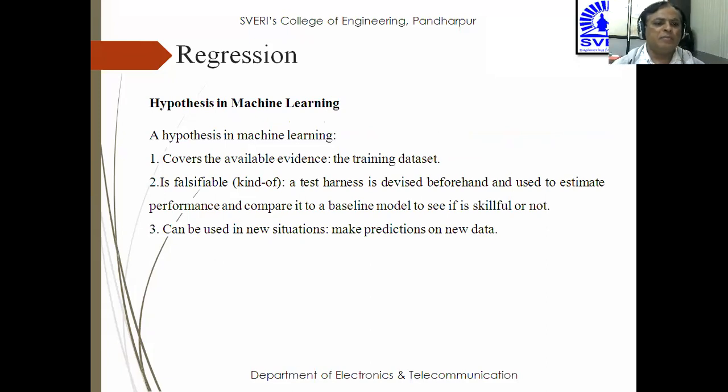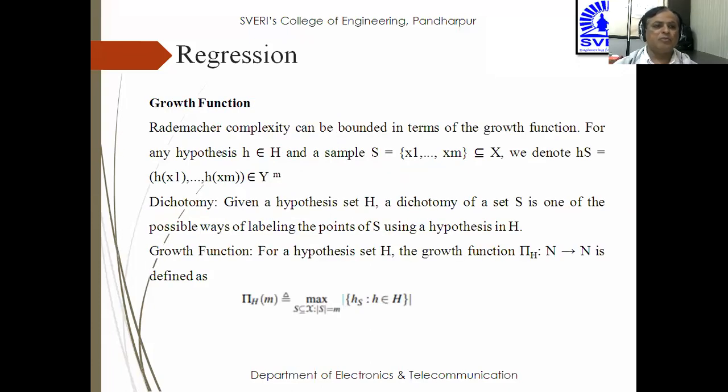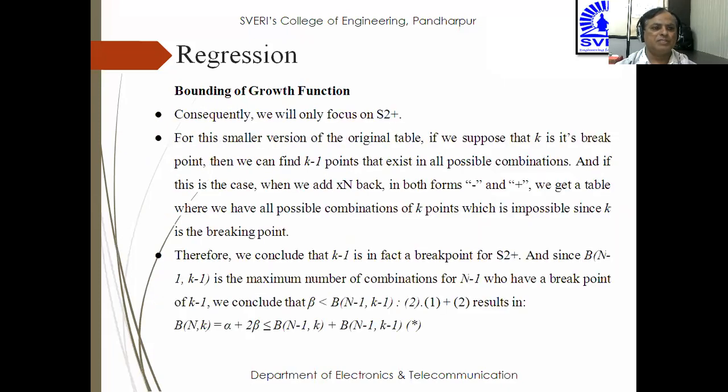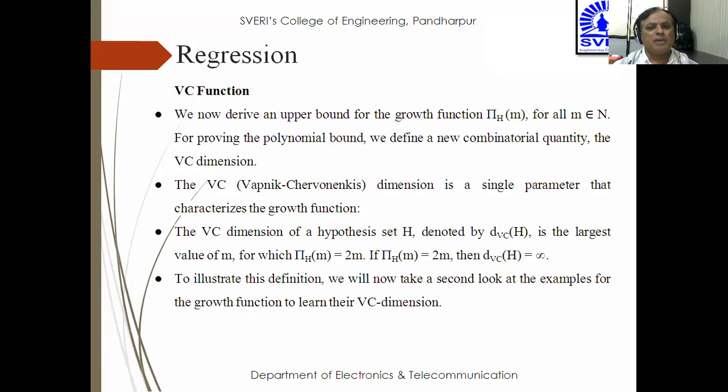It covers the available evidence, the training data set is falsifiable, then a test harness is devised beforehand and used to estimate performance and compare it to the baseline model to see if it is skillful or not. It can be used in new situations for making predictions on new data. Then we have also seen the growth function, bounding of the growth function. This was the point which was remaining.